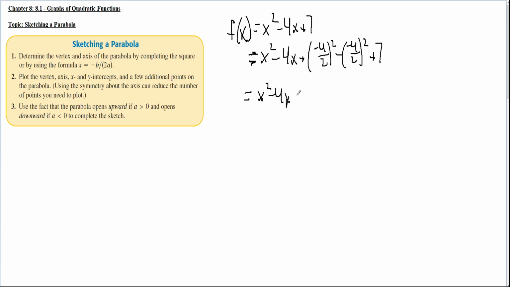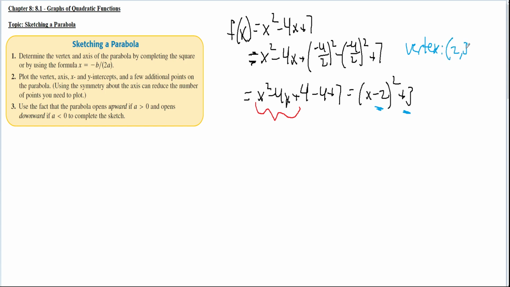And so just simplifying everything, we'll get this, and then we want to focus on this part right here, which is factorable. So that's equal to x minus 2 squared plus 3. So here we have our h value and our k value, and so the vertex occurs at 2, 3.